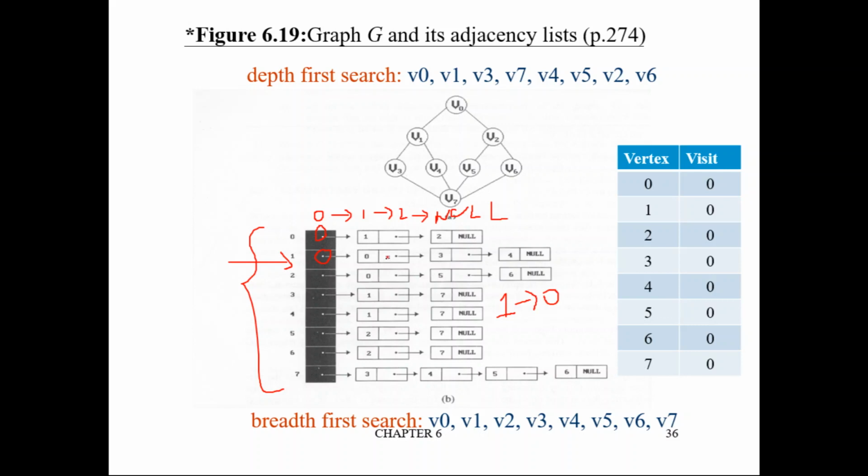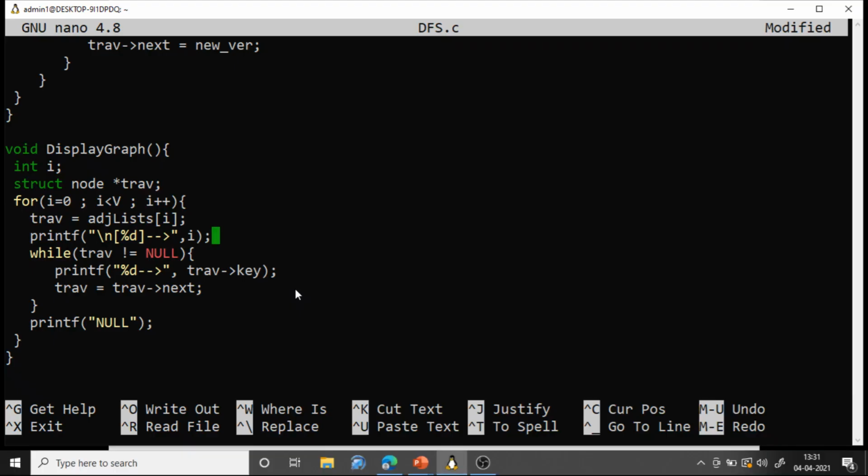You getting? So again it will point to next. Is it null? No, not null. So after 0, this 3 will come. Again next. Is it null? No, not null. So it will display 4. Again next. Is it null? Yes, null. And then it will come out and go to the next, and so on and so forth. Like that, basically it will display the adjacency list.